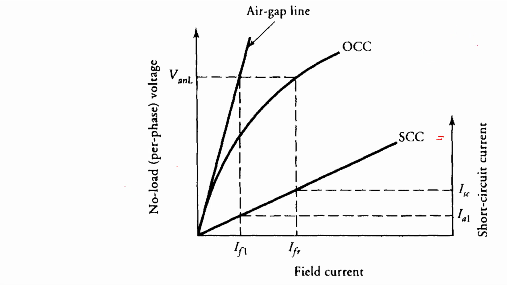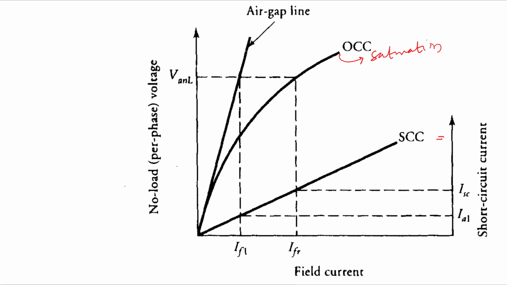Have you got this curve? Okay. So here it is the actual OCC with saturation, right? And if we plot a tangent to the OCC, you will get the air gap curve, or air gap line we call it, because it is an unsaturated curve, right? When there is no saturation, we will get a straight line like this, the voltage versus field current.